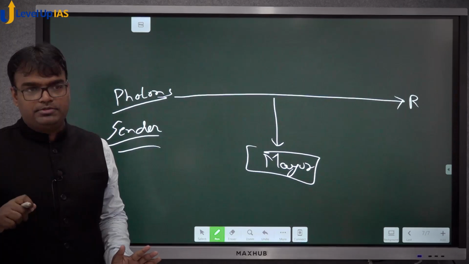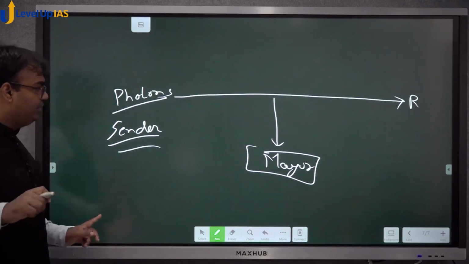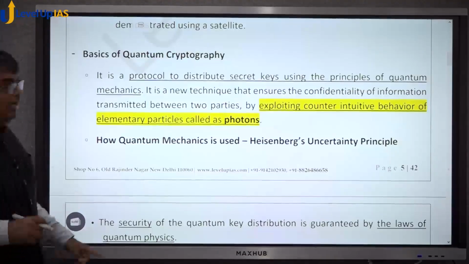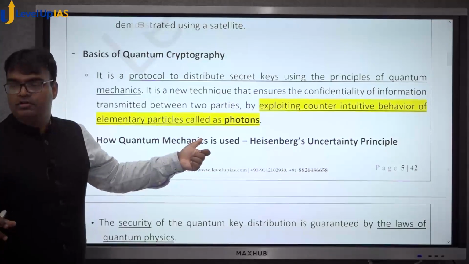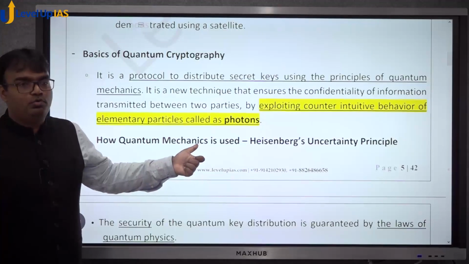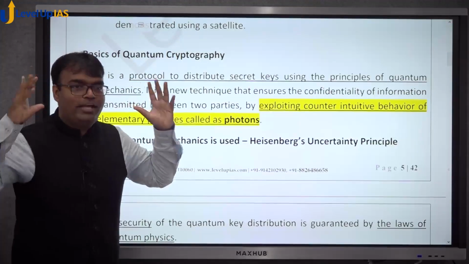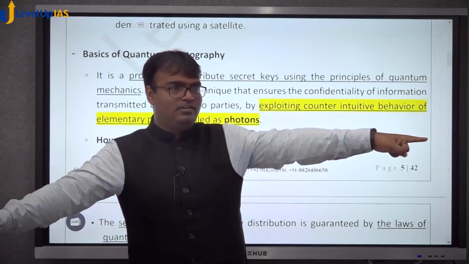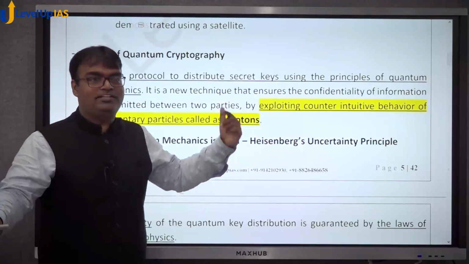Fine. Did you understand what quantum cryptography is? It is using the Heisenberg uncertainty principle. Let us go back to the notes. Basics. It is exploiting the counterintuitive behavior of an elementary particle called the photon. Counterintuitive behavior, what counterintuitive behavior? It's not possible to know both location and speed. This is counterintuitive for us. Why? Because we see a bus and we know its speed, we know its location. Why are you saying it's not possible? Because at the quantum level it's not possible. So that's why it's counterintuitive.